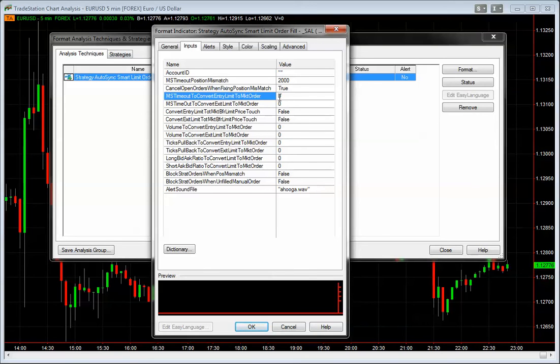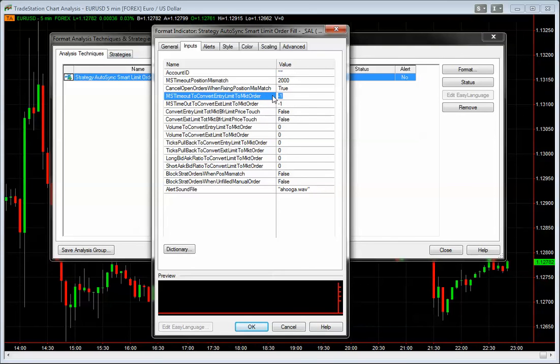So for example, if we put in here 2,000, this means 2,000 milliseconds or 2 seconds after an entry limit order is touched. If it has not yet filled, it will be forced to become a market order. If you set the value to 0, it disables this function. If you set the value to -1, it basically becomes a market if touched order. What happens is as soon as the limit order is touched, it'll be forced to become a market order. So that's basically the equivalent of a market if touched order.